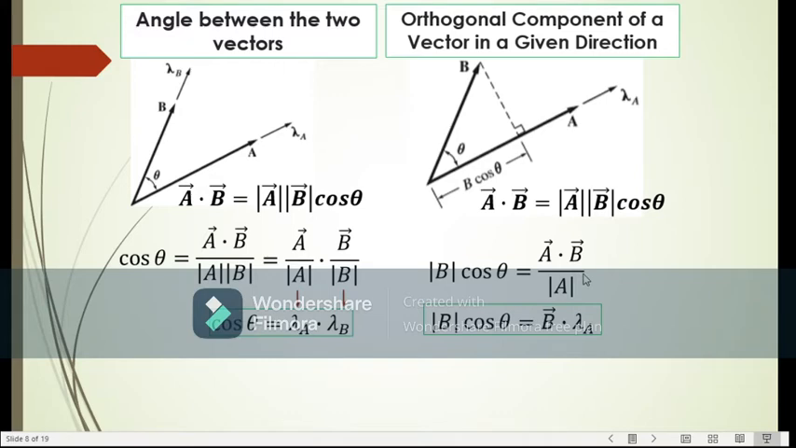Rewriting our formula, the orthogonal component of B, which is the B cosine theta, is equal to our vector B times the unit vector for A, or lambda A.